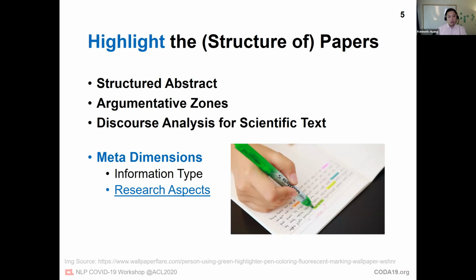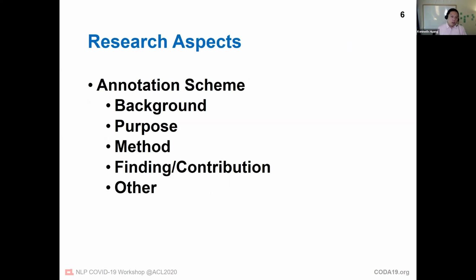By highlighting the structure of papers, we mean that if someone annotates the background, the motivation, the method, and the findings on a paper abstract for you, it will probably make it a lot easier to find the critical information you want, right? And by research aspect, in this paper, we use a 5-class annotation scheme: background, purpose, method, finding, and other.